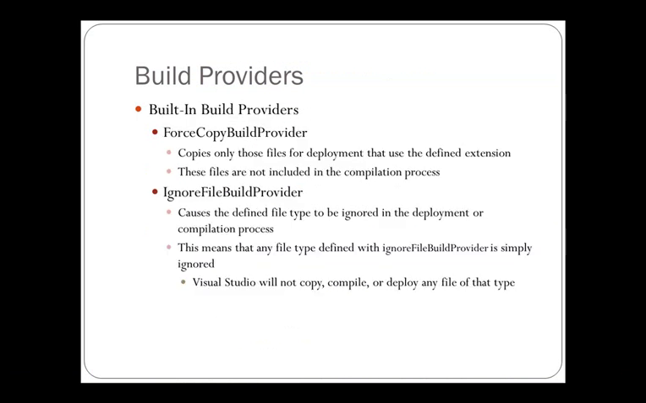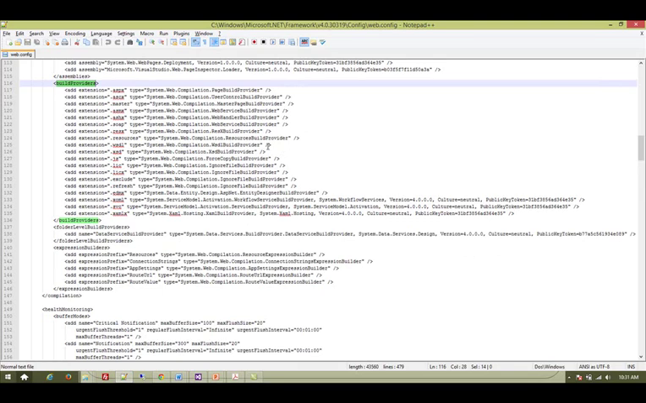Microsoft provides a set number of build providers out of the box for you to use. Just by looking at the names of some of these providers, you can pretty much understand what they're about. Two providers that we're going to cover are Force Copy Build Provider and Ignore File Build Provider, both of which are included in the default list of providers. The Force Copy Build Provider copies only those files for deployment that use the defined extension. Again, if we look at the actual build providers that we have here, the one for force copy build provider is only going to deal with the JavaScript files in this particular case.